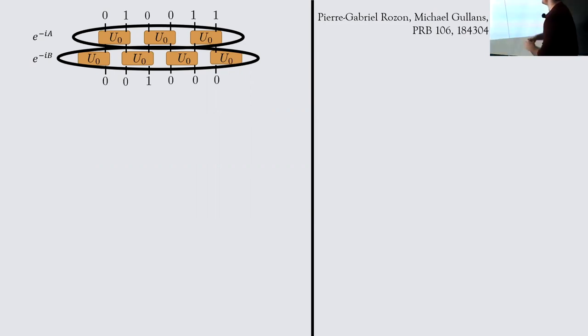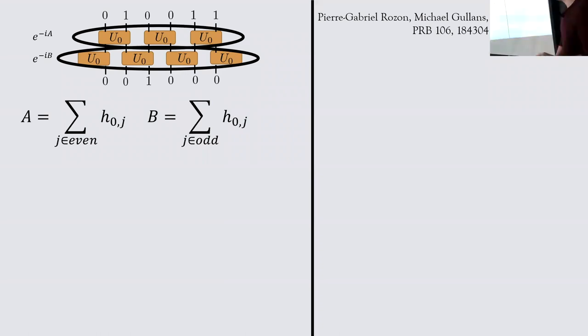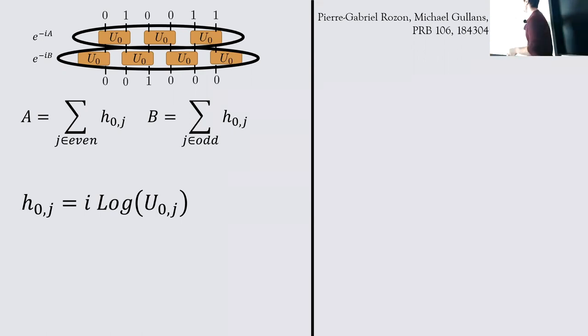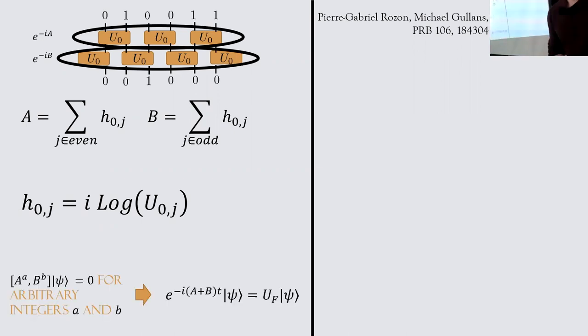And similarly, we can do the same thing with the second layer. Now, A will be a sum over the even local H naught, and B will be a sum over the odd local Hamiltonians, where these H naught will just be i times the log of the unitary, such that when we take the exponential, we just get back the unitary, right? So this is the sort of system that we have. And now our goal is to do the following. We want A plus B, the interacting Hamiltonian corresponding to the sum of the A terms plus the B terms, somehow as time evolution for a given state that is the same as the original Floquet circuit, right? So hopefully this is clear.